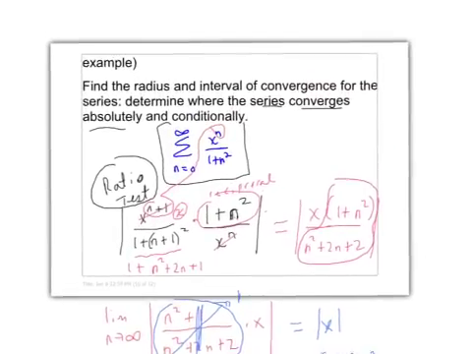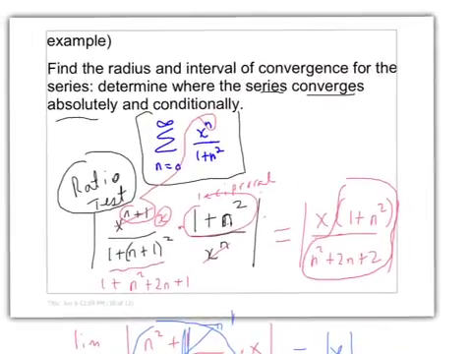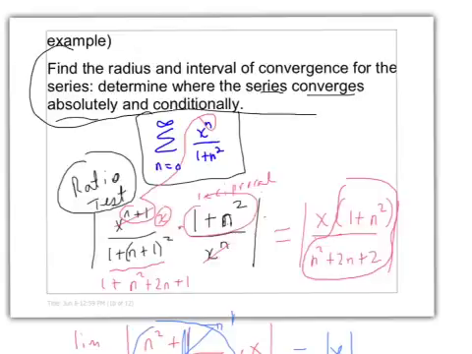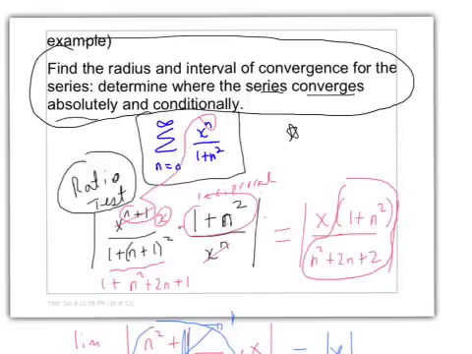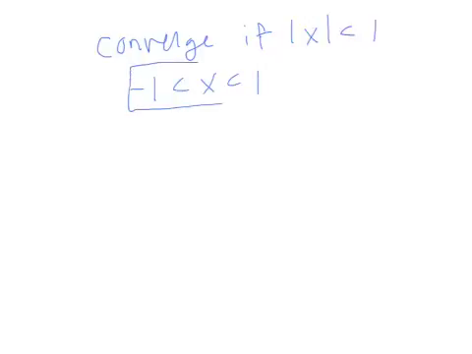Okay, so sorry, I'm getting used to this recording device. But remember, if we go back to that original slide, we were told to find the radius and interval of convergence for the series and determine whether the series converges absolutely and conditionally. So we did. So if we converge, if the absolute value of x is less than 1, that really means negative 1 is less than x, which is less than 1, is our interval of convergence.